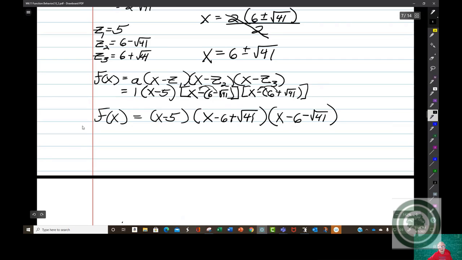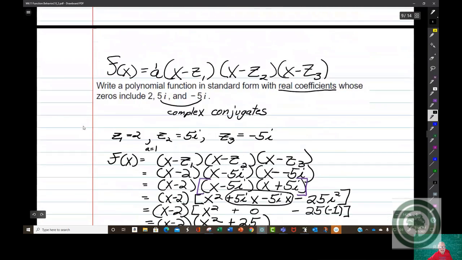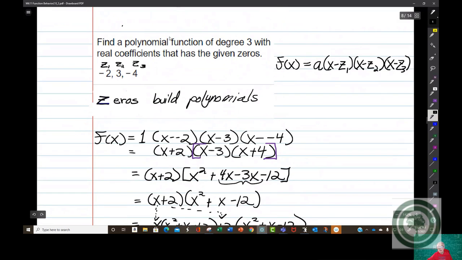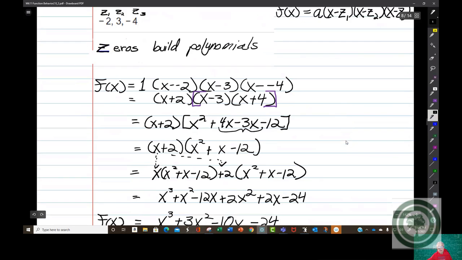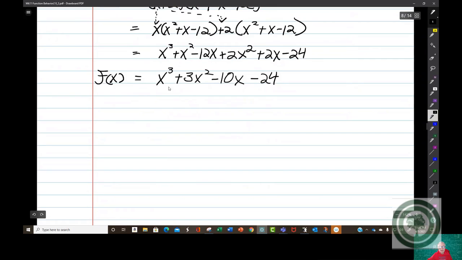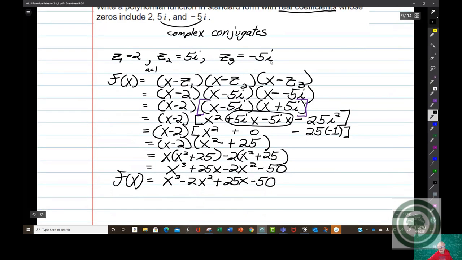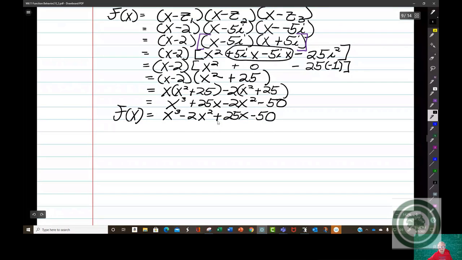Okay, now we're going to move on. Yesterday, we also said, okay, if you're given a bunch of zeros, how do you build your polynomial? And that's what we did here. X plus 2 times X minus 3 times X plus 4. Multiply them all together to get the polynomial. And here we have the first zero is 2, the second zero is 5i, the third zero is negative 5i, so we have complex conjugates here. Multiply them all together, and you get this. That's not terribly scary looking at all.